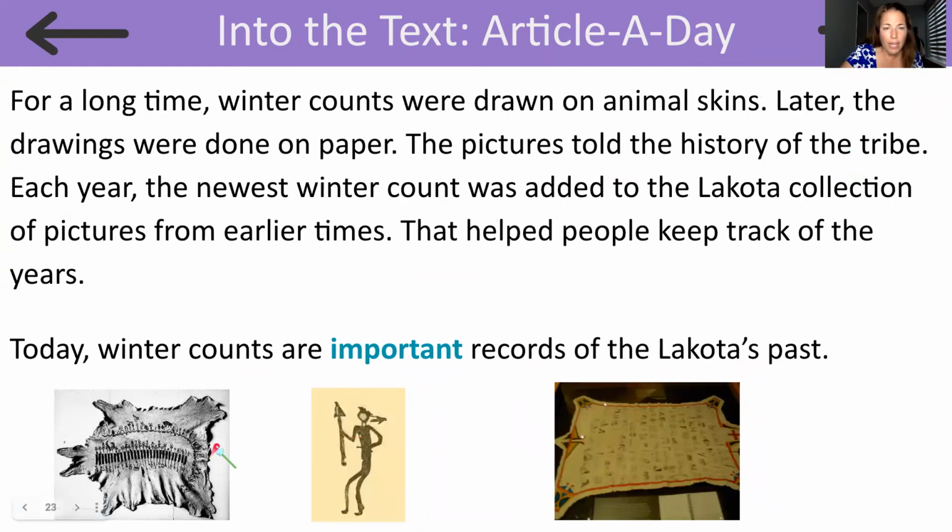So this looks like it could be one of the drawings that they did on an animal skin. This must be the skin of an animal. And these look more like they were done on paper.